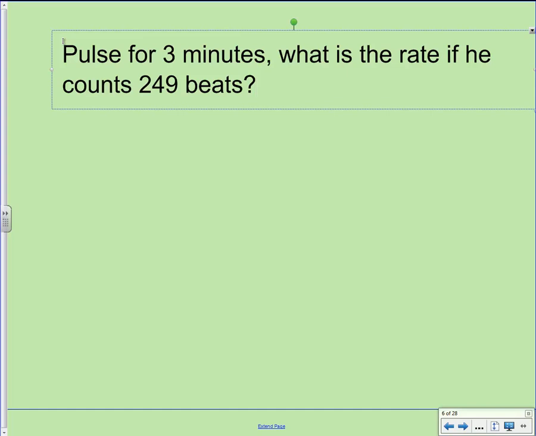All right, so here's the problem. It says you take your pulse for 3 minutes. What is the rate if he counts 249 beats? So I'm going to point out two things. Here's my first thing being compared, here's the second thing, and here's how we know how we're going to solve this problem. Rate is unit rate.